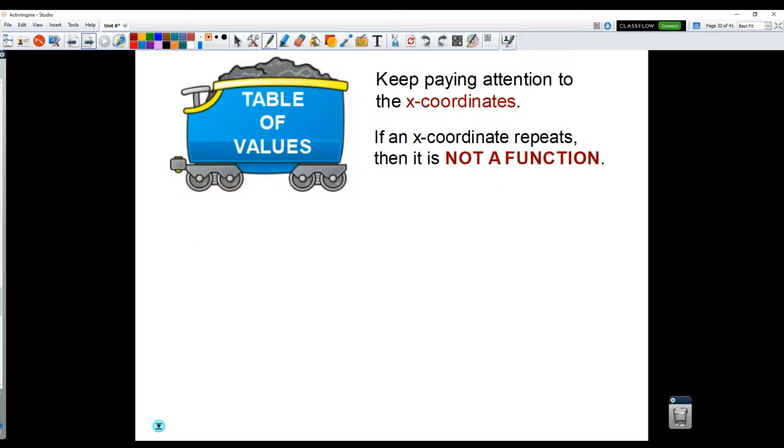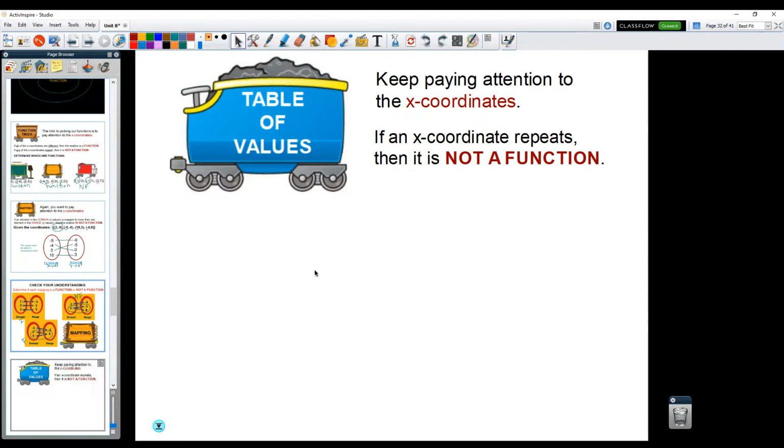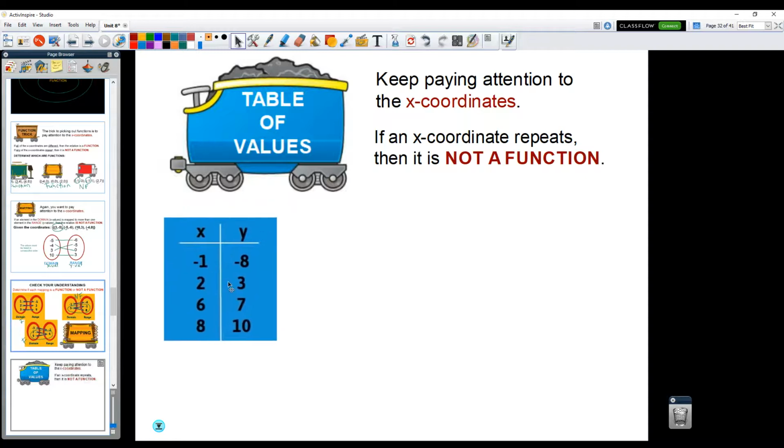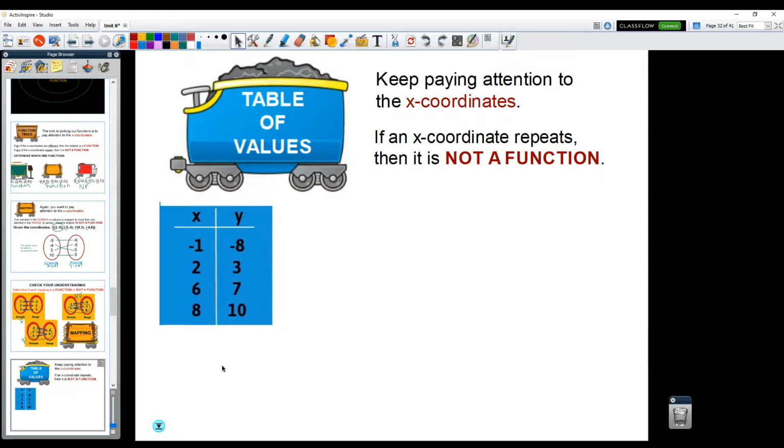Next, we're going to look at a table of values. So keep paying attention to the y coordinate. If an x value repeats, it is not a function. Here's our first example. We're looking at our x values. So x here is -1, 2, 6, and 8. So -1, -8, 2, 3, 6, 7, 8, and 10.